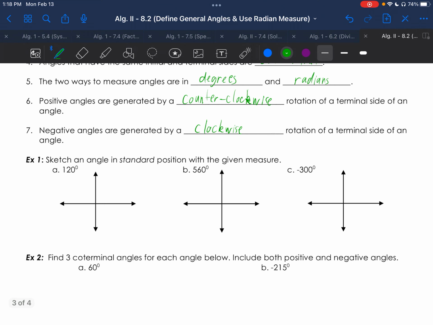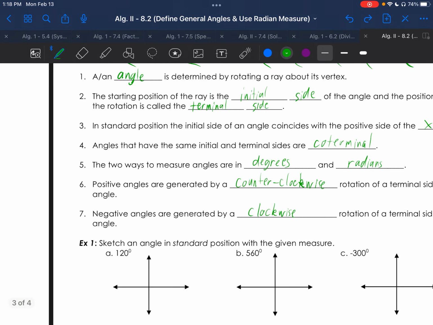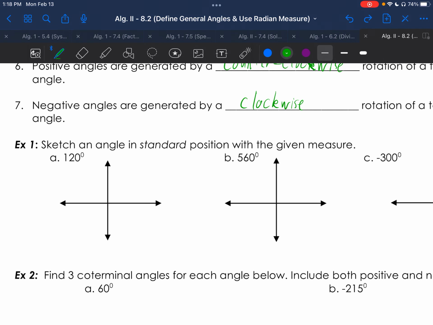So, sketch an angle in standard position with the given measure. Standard position means it's starting on the positive side of the x-axis, so right over here. 120 degrees positive, so it goes counterclockwise. This would be to 90, so we go 30 degrees more, and we go to right about here. It's good to draw a line and say, hey, it ends there, and that is going to be an angle, and to note that that's 120 degrees by writing it.